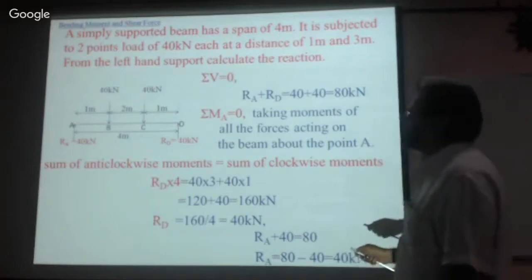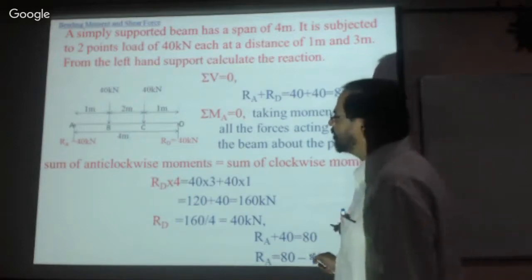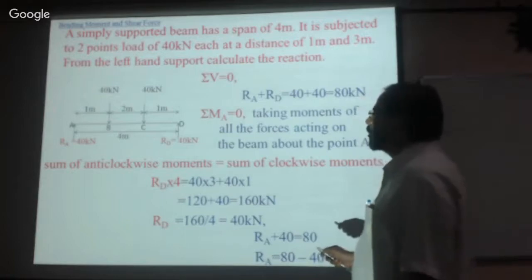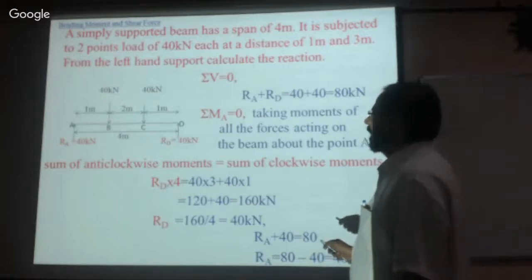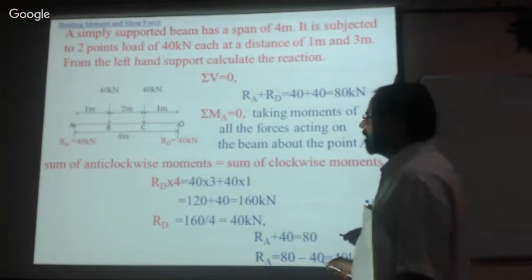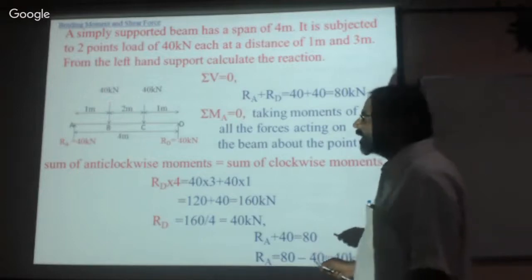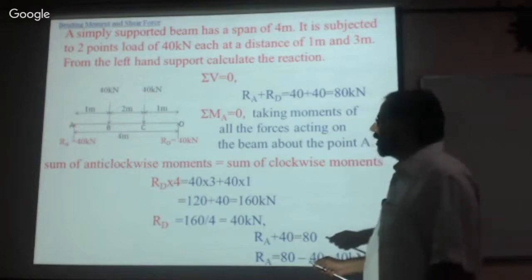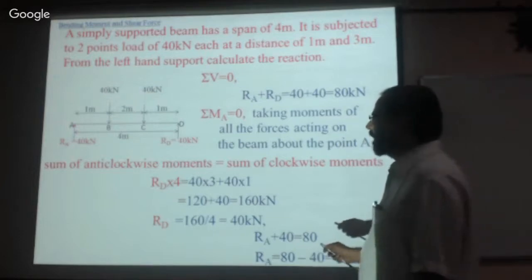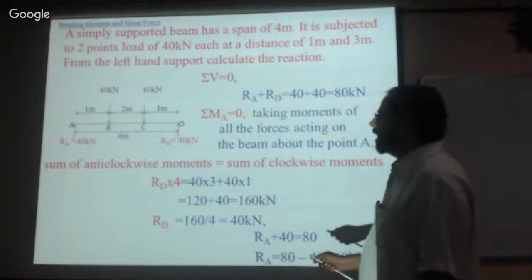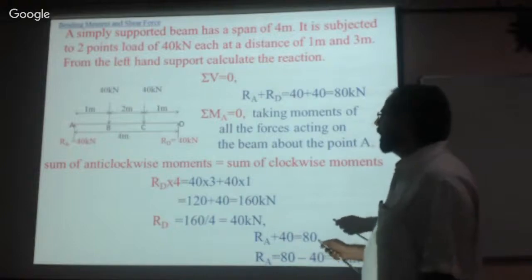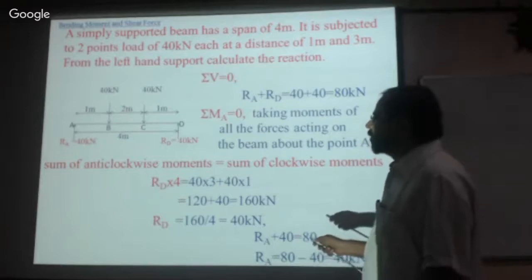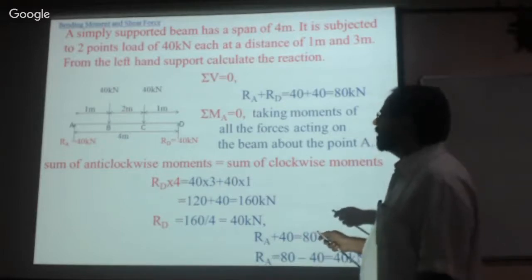there is another problem, that is a simply supported beam. This simply supported beam is loaded with 40 kN and 40 kN. In a simply supported beam, there are two support reactions. One is at A, the other one is at D. This reaction is acting upward, and this reaction is also acting upward. There are two point loads acting downward, 40 kN, 40 kN.